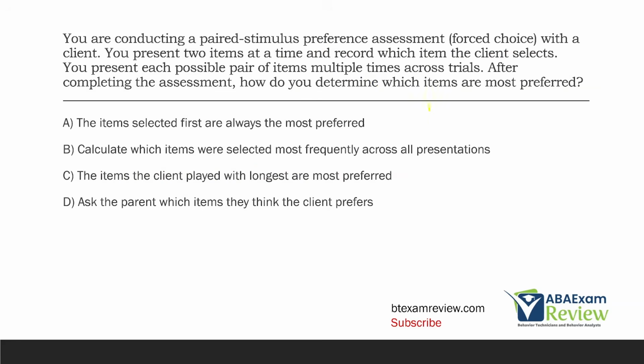You're conducting a paired stimulus preference assessment with a client. You present 2 items at a time and record which item the client selects. You present each possible pair of items multiple times across trials. After completing the assessment, how do you determine which items are most preferred?